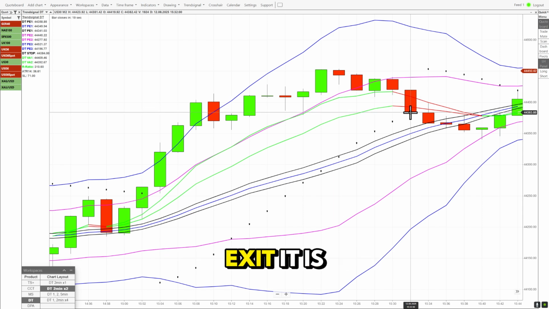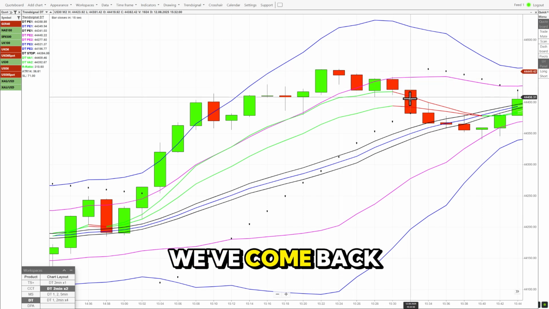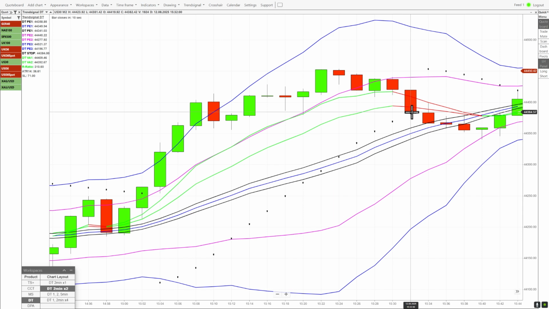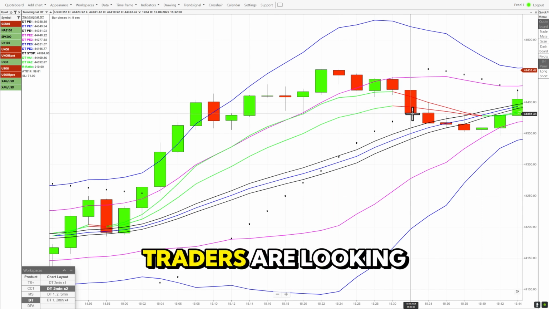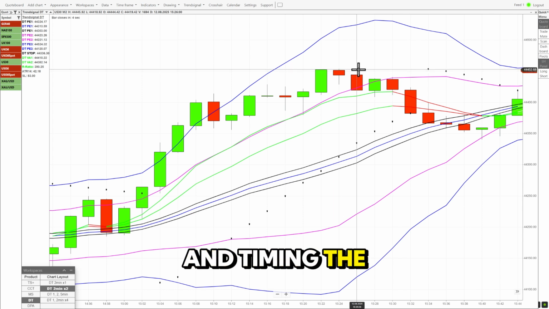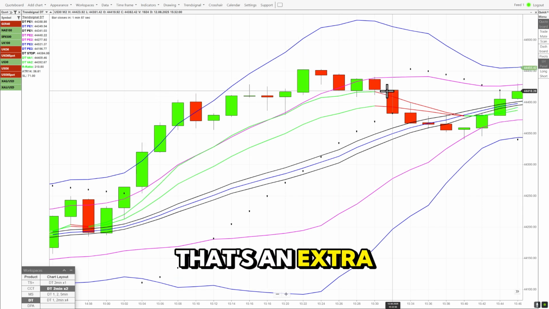The black arrow exit, it is an exit, but there is this region above where the price pushed. We've come back down. We've come out as the colors have turned, telling us we're entering a sell side, and we hit that black arrow. The real skilled traders are looking to go from here, pushing it higher and higher and higher. And timing the absolute top of the market is something that nobody does. But if you can get an extra 5, 10, 15 pips out of that, that's an extra 5, 10, 15 quid per pip, which is always nice to have.